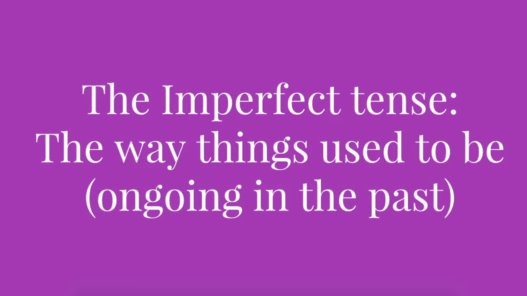So one final reminder, and the main thing you need to remember about the imperfect tense is that it simply is talking about the way things used to be in the past. So we use the imperfect tense when we're talking about ongoing actions, whereas the preterite tense was used for one specific incident or event in the past. If you have any more questions, let me know.